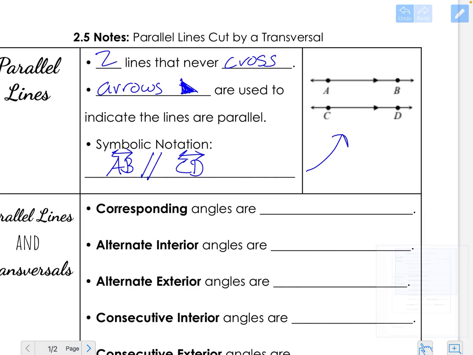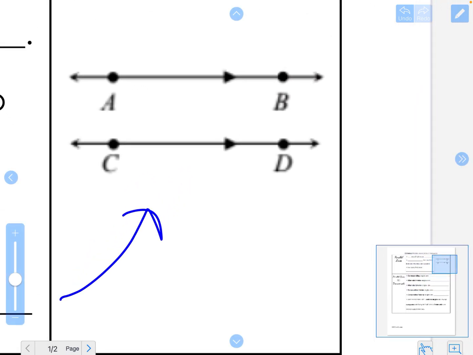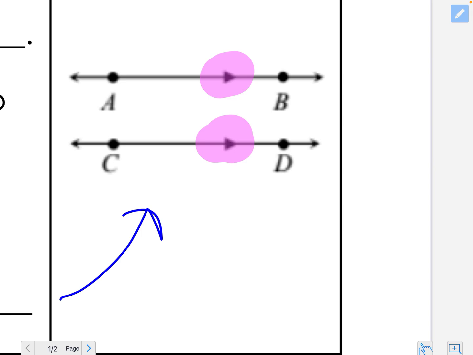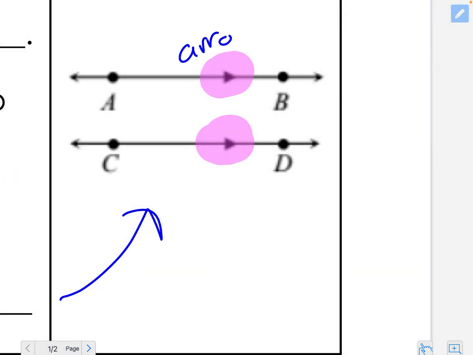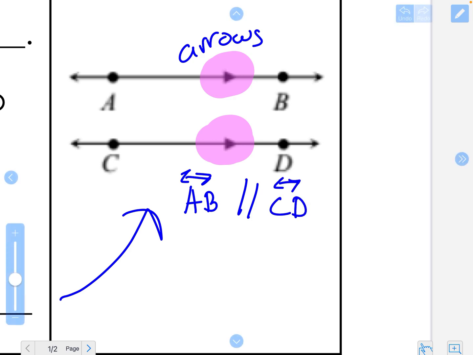So if we look at line AB and line CD here, we notice that they have these two arrows here. So these two arrows are what tell us that AB is parallel to CD. And so again, these arrows are what notify us that they are parallel.